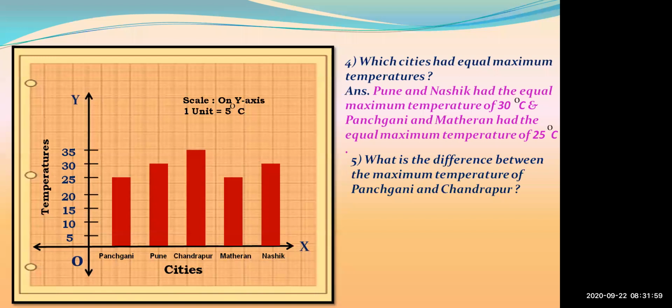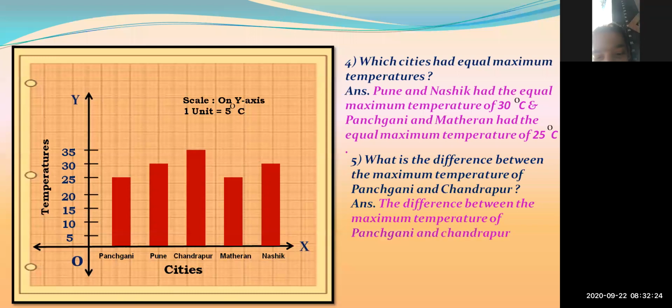Yes, now what we will do, you will see the bar graph. In that bar graph, you will see the temperature of Chandrapur and Panchgani. Now, what is the question here? You have to show the difference. Difference means which city has the maximum temperature. Means here, what is the temperature of Chandrapur and what is the temperature of Panchgani? That we have to subtract there. Difference means minus. So what will we do here? See now how to write the answer here.